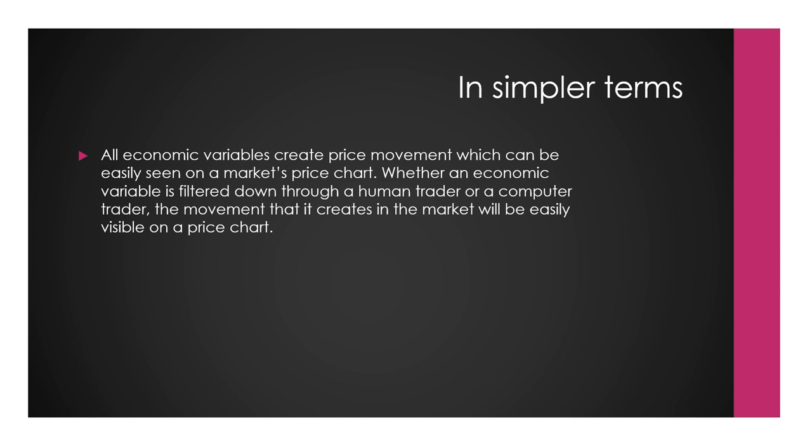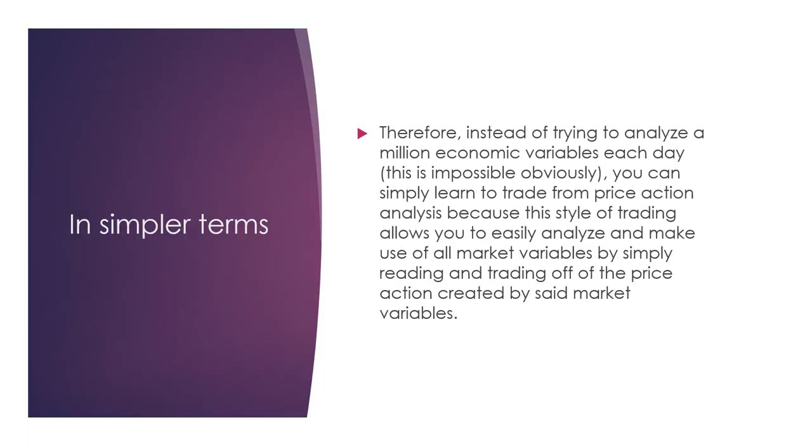So in simpler terms, all economic variables create price movement, which can be easily seen on a chart's price. Whether an economic variable is filtered down through a human trader or a computer trader, the movement that it creates in the market will be easily visible on a price chart. Therefore, instead of trying to analyze a million economic variables each day, you can simply learn to trade from price action analysis, because this style of trading allows you to easily analyze and make use of all the market variables by simply reading and trading off the price action created by said market variables.